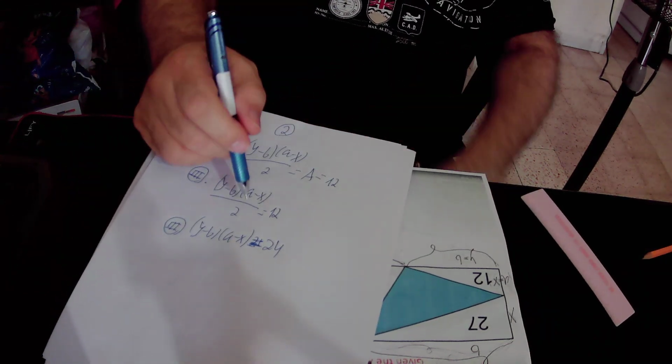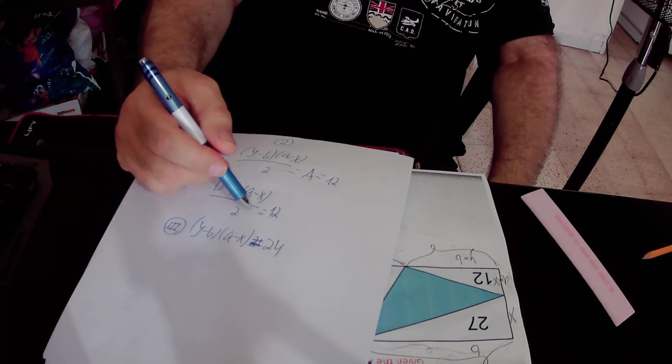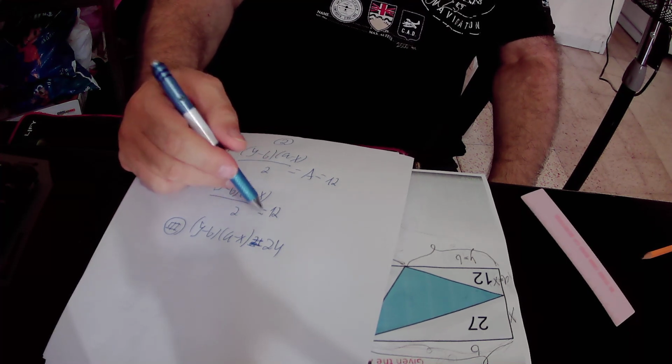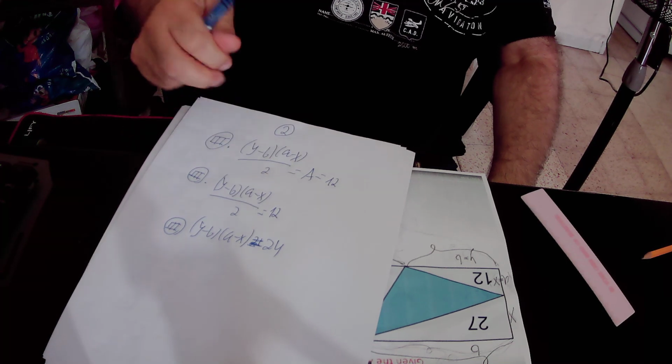y minus b times a minus x equals 24 units. 12 times 2 is 24.